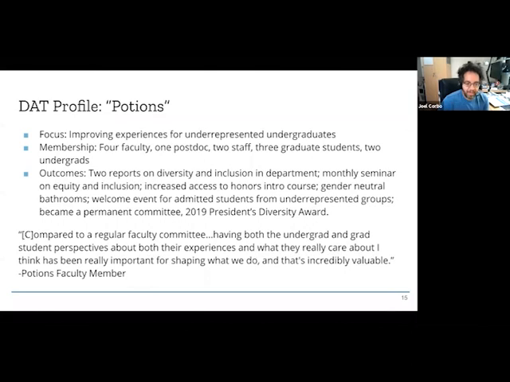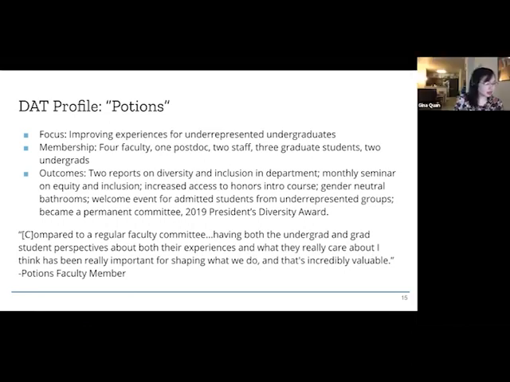And we have a quote here from a faculty member from that group. "So compared to a regular faculty committee, having both the undergrads and grad student perspectives about both their experiences and what they really care about has been really important for shaping what we do, and that's incredibly valuable." So I think this is really speaking to this idea that having this cross-section of people in the DATs really adds a lot of value, because people can hear from folks who are in different roles about their experiences, which really helps the group function a lot better and do better work.